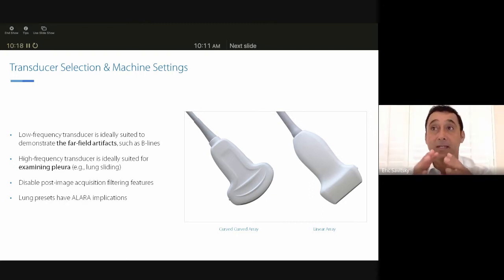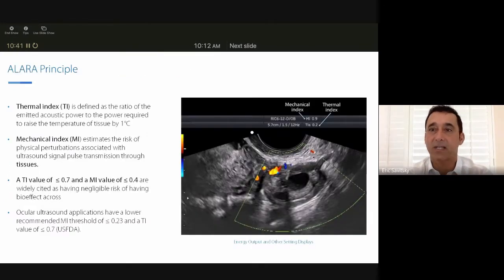It is really important to disable any type of image filters. A lot of the image filtering that goes in will degrade some of the B lines and make interpreting some of the artifacts that arise that help you interpret lung ultrasound difficult. So it's important to disable any post-image acquisition filters. That's very different than potentially some presets that have some ALARA implications.